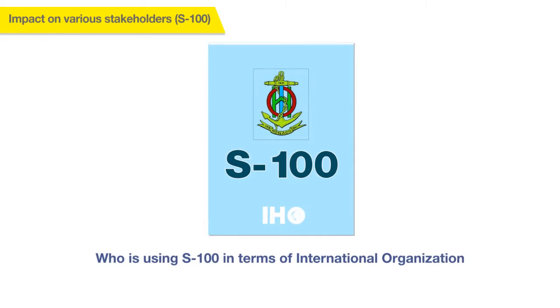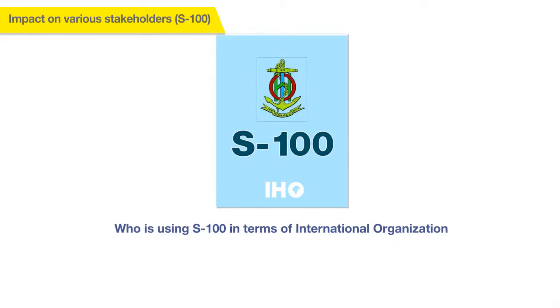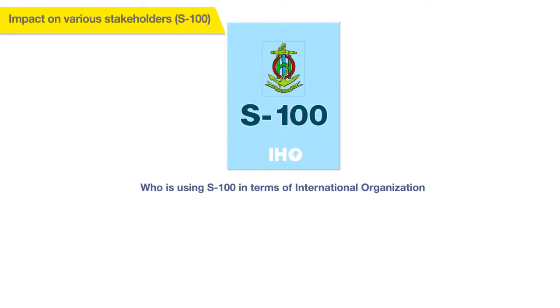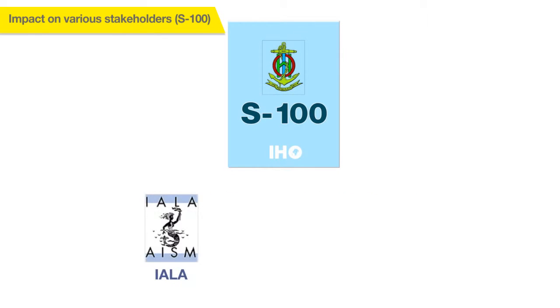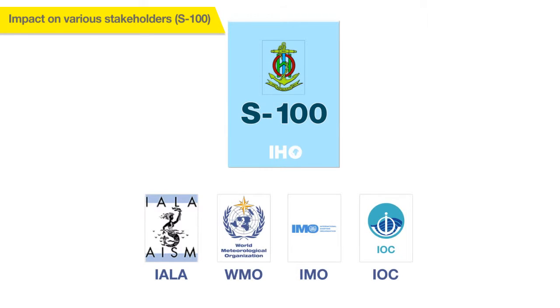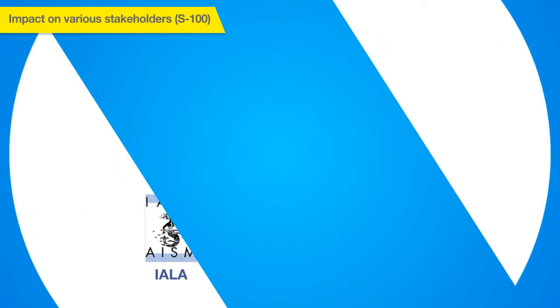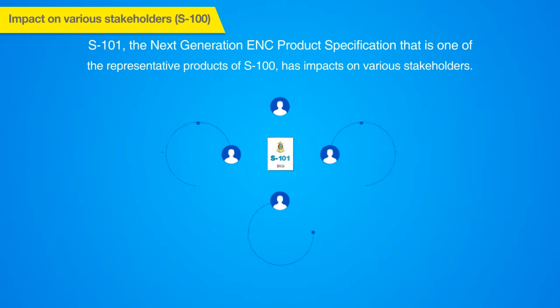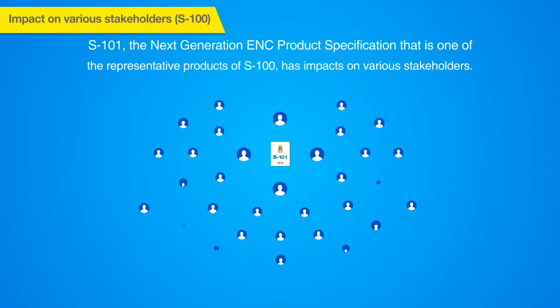S100 can be defined as a framework to develop product specifications for specific data as mentioned earlier. IALA, WMO, IMO, and IOC, as well as IHO, intend to utilize S100. S101, that is one of the representative products of S100, has impacts on various stakeholders.